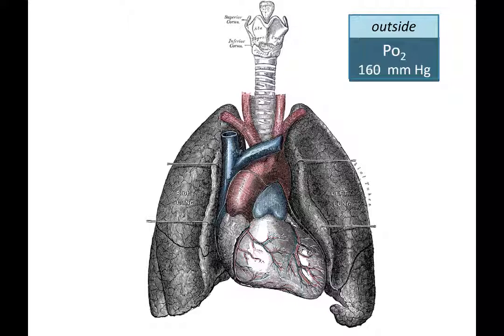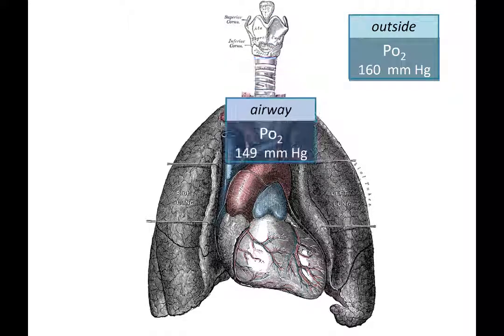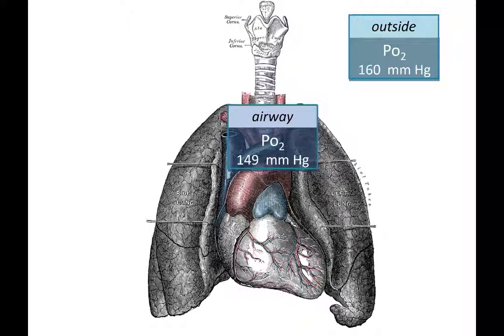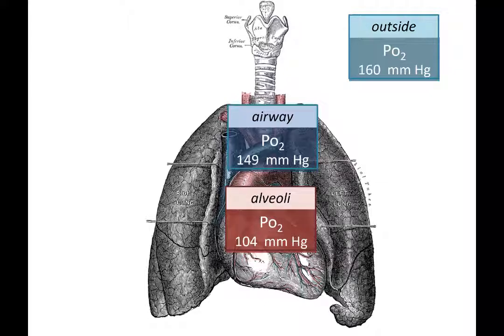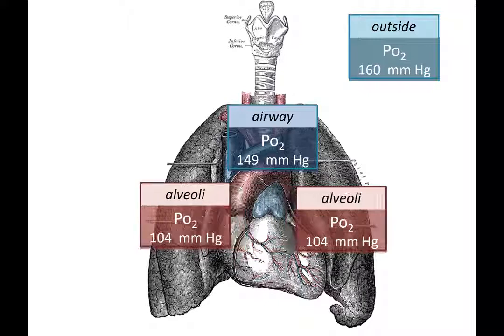You breathe that in, it comes in your mouth, and then what do we do when it gets in the nasal cavity? We clean it, we warm it, and we humidify it. So now the oxygen content is actually proportionally less now that we've increased the water vapor content. So now we're down to 149. Then we get down into the alveoli themselves, and we're down all the way to 104.